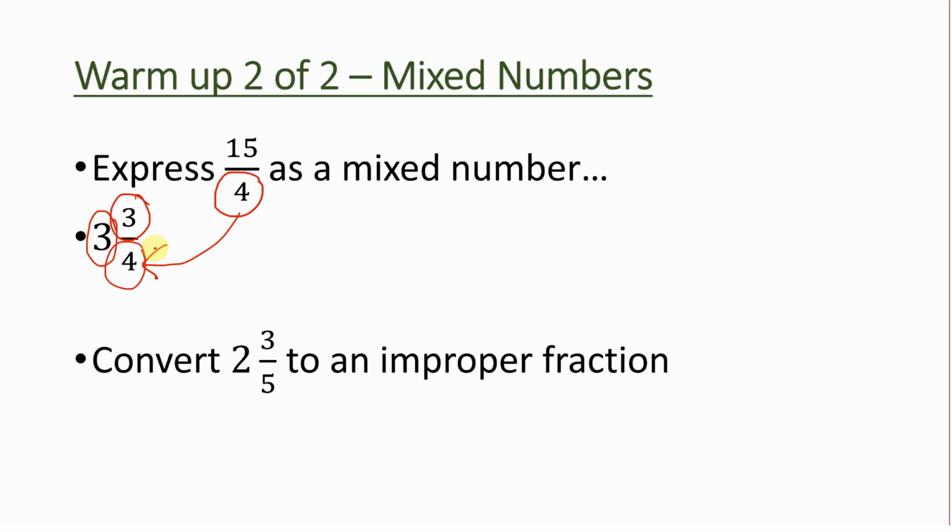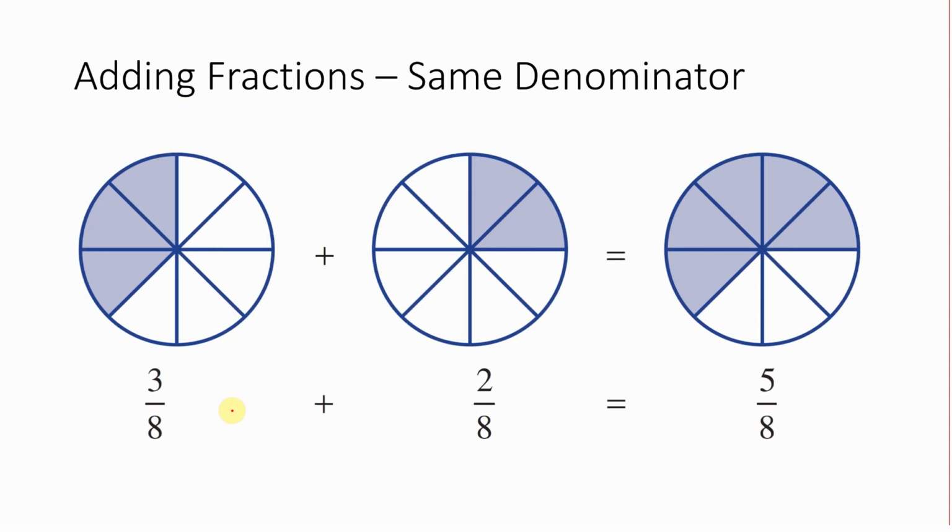Okay, next question. Convert this mixed number to an improper fraction. So pause your video and try doing that. Okay, the answer is 13 over 5. Now you need to go 2 times 5 plus 3. 2 times 5 plus 3 is 13. So that's how we get our numerator. And the denominator is the same as the denominator in the mixed number.